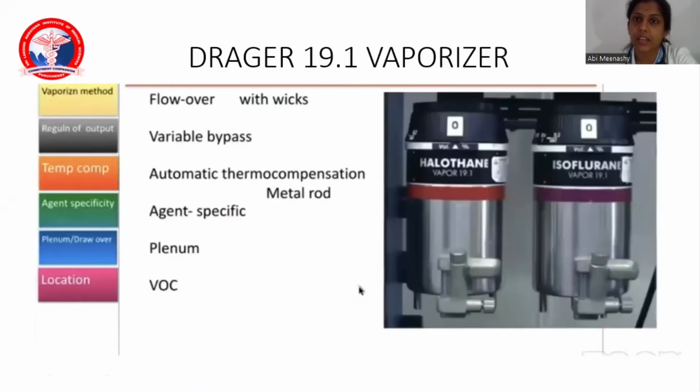Okay, next is the Drager 19.1 vaporizer. We don't use it much. Again, we'll just see the 6 points. According to vaporizing method, it is flow over with wicks. According to regulation of output, it is the same variable bypass, not much change in that. And temperature compensation is automatic, using a metal rod, not a bimetallic strip. Other points are the same. It is agent specific. Isoflurane has a separate vaporizer, halothane has a separate vaporizer, sevoflurane has a separate vaporizer. It is plenum type, a vaporizer outside the circuit. So the 6 points are over.